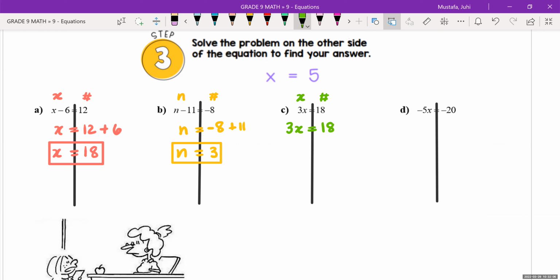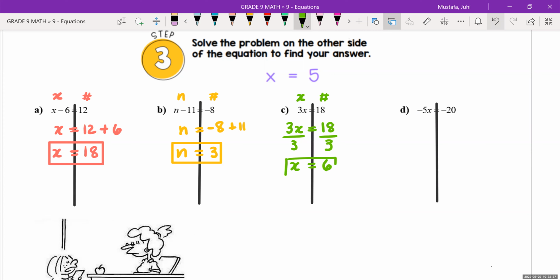Division. So in order for us to get the x all by itself and get rid of the 3, I am going to divide both sides by 3. Why does this work? Well, what's 3 divided by 3? 1. Do we need to write the 1? No, you can just write it as x because that's 1x. So now you've gotten rid of the 3 over 3. And what's 18 divided by 3? 6.